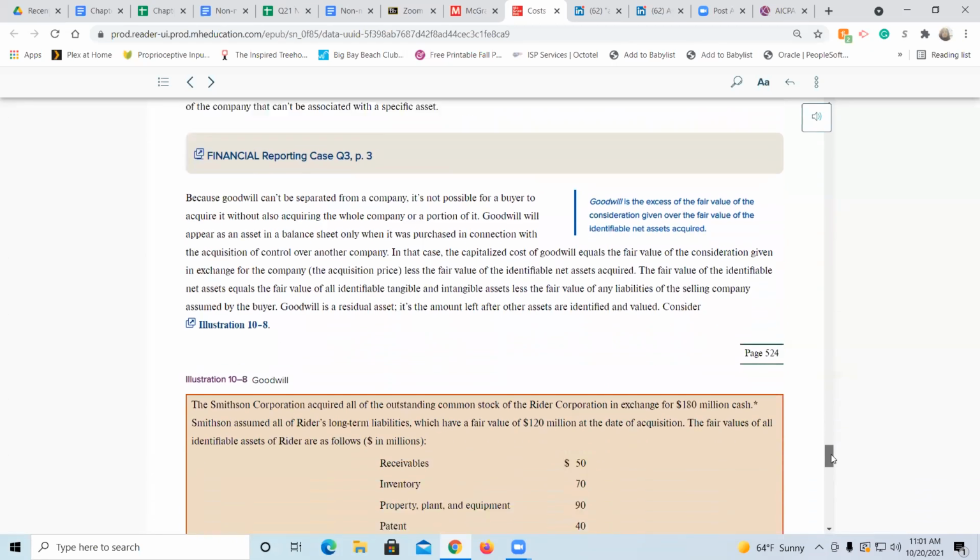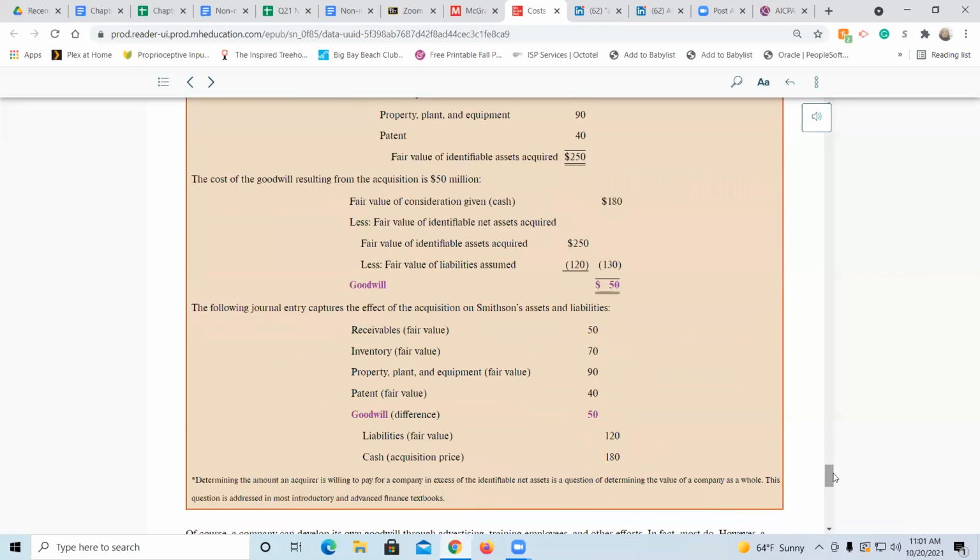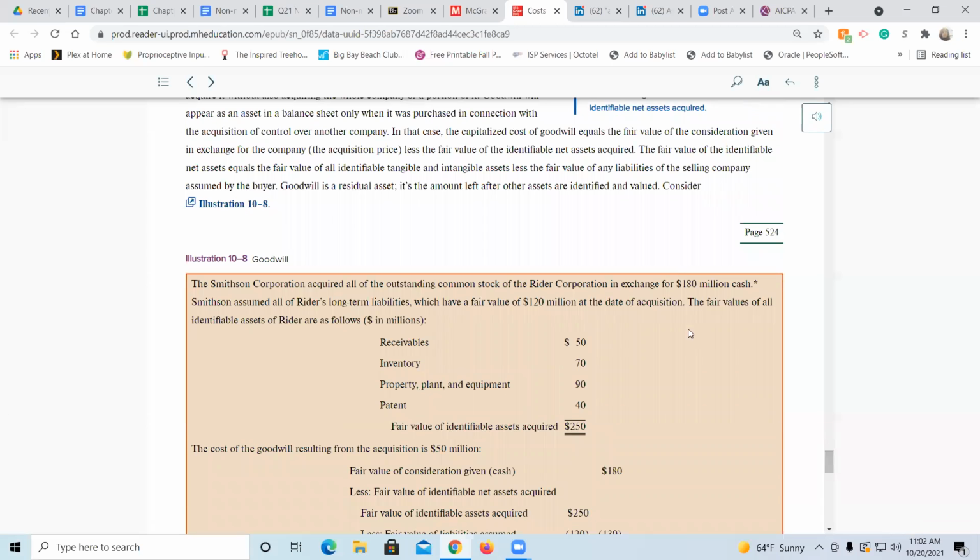Okay, so this is page 524, illustration 10-8, which gives you another nice working of how to calculate goodwill. So when Facebook was looking to purchase WhatsApp, when Amazon was looking to purchase Whole Foods, etc., this is the type of calculation that they would be going through.